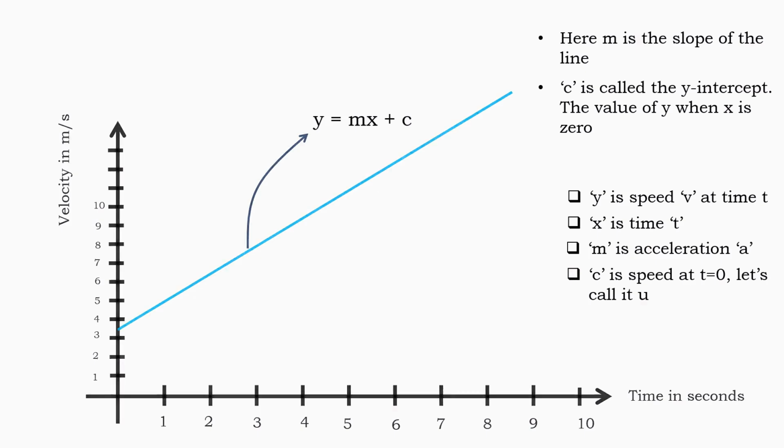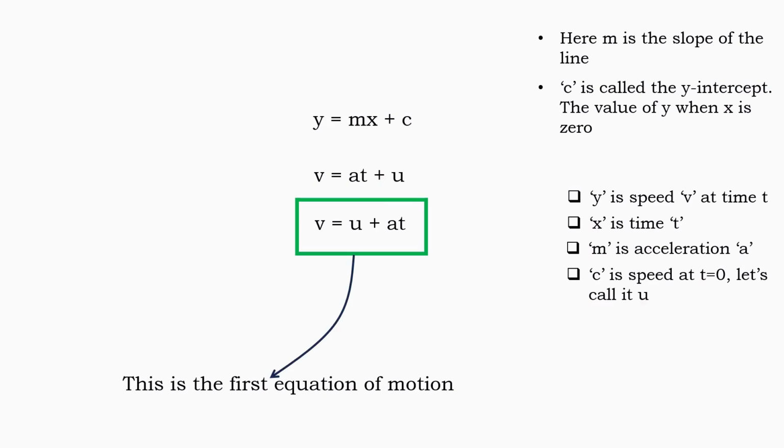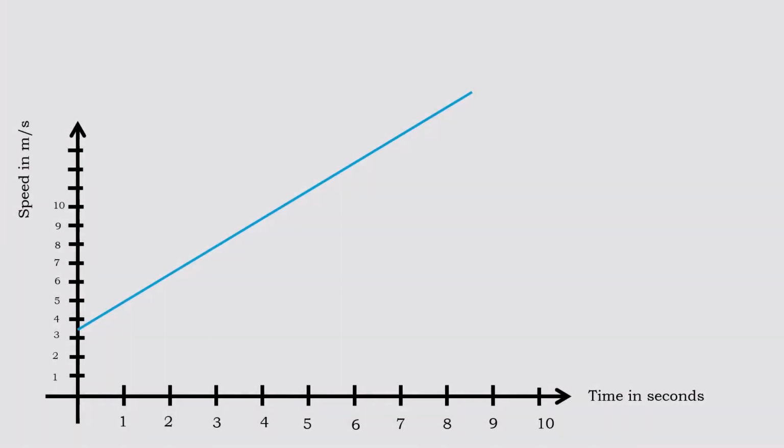Substituting these values, we get v equals at plus u, or more commonly written as v equals u plus at. And there we have it, the first equation of motion. Notice that we did not memorize anything. We simply started from the equation of a straight line and arrived at the first equation of motion using basic physics.